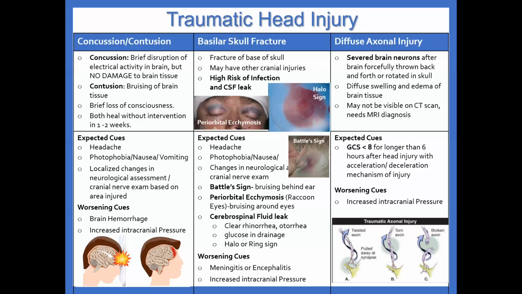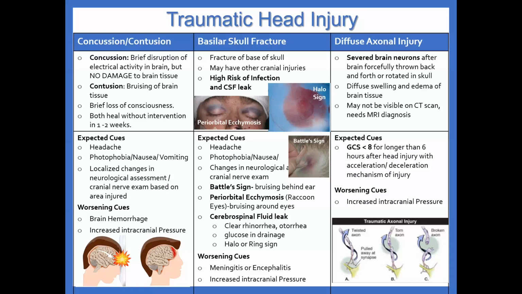And that is almost like being hit in the chest real hard and your heart going, whoa, stopping for a second and restarting. The brain can get hit real hard. And if you have a loss of consciousness, it could mean that you have a concussion or a contusion. A concussion means that you have electrical activity stopping, but no damage to your brain tissue. If they do a CT scan or an X-ray, a concussion will show nothing.